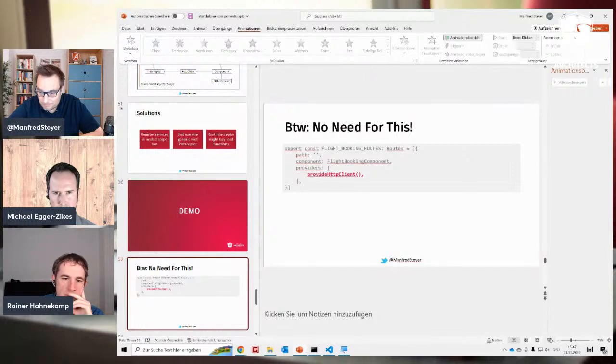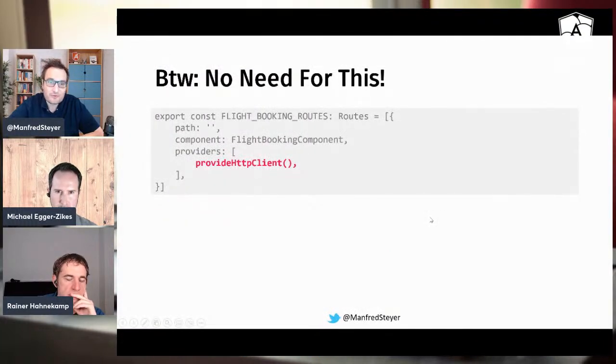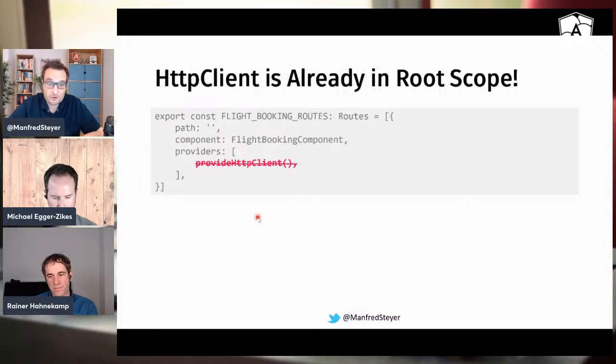By the way, there is no need for something like this here. If you don't set up another interceptor, you don't need to provide your HTTP client one more time for a lazy route. No, please don't do this, because in this case, as always, as also in the last 6 years, you get the HTTP client from the route scope. Hopefully it's set up there. Normally it is.